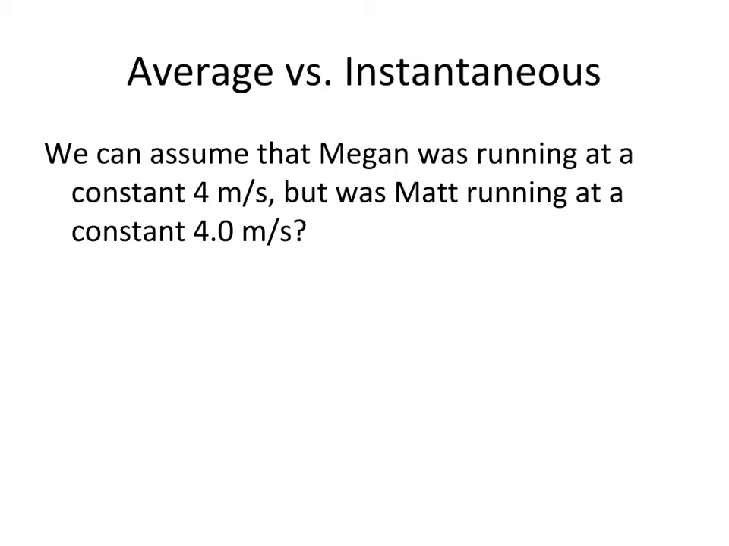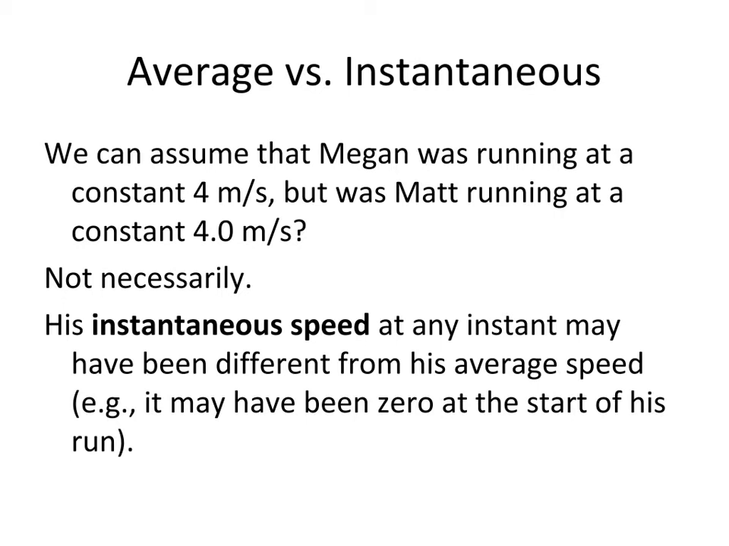Sometimes we want to know the instantaneous speed of an object, which is different from the average speed, although depending on the situation, they might have the same magnitude. Here we can assume that Megan was running at a constant speed of 4 meters per second, but was Matt running at a constant speed of 4 meters per second? Not necessarily. His instantaneous speed at any moment in time might have been different from his average speed. So he might have had a speed of 0 at the start, for example, and he may have sped up and slowed down and changed his speed a number of times, which means that his instantaneous speed was changing.